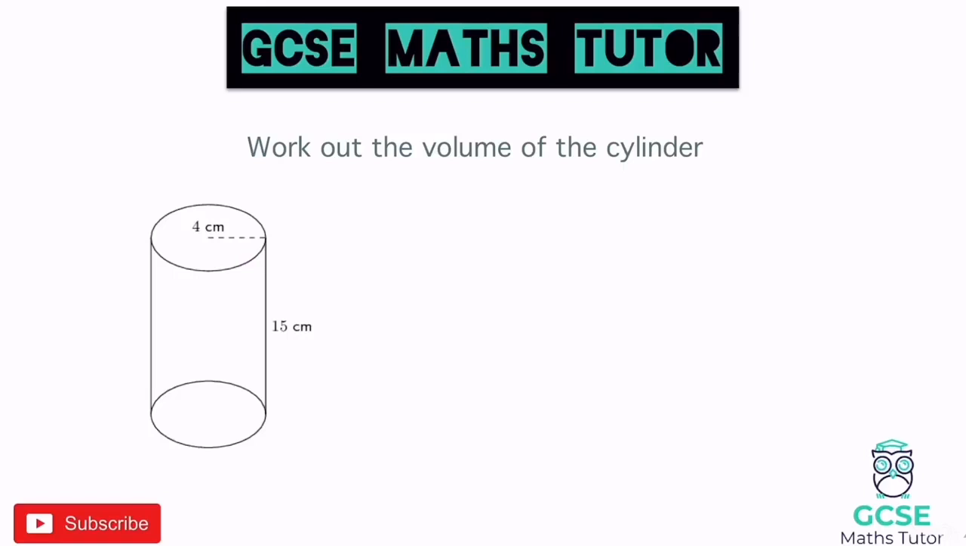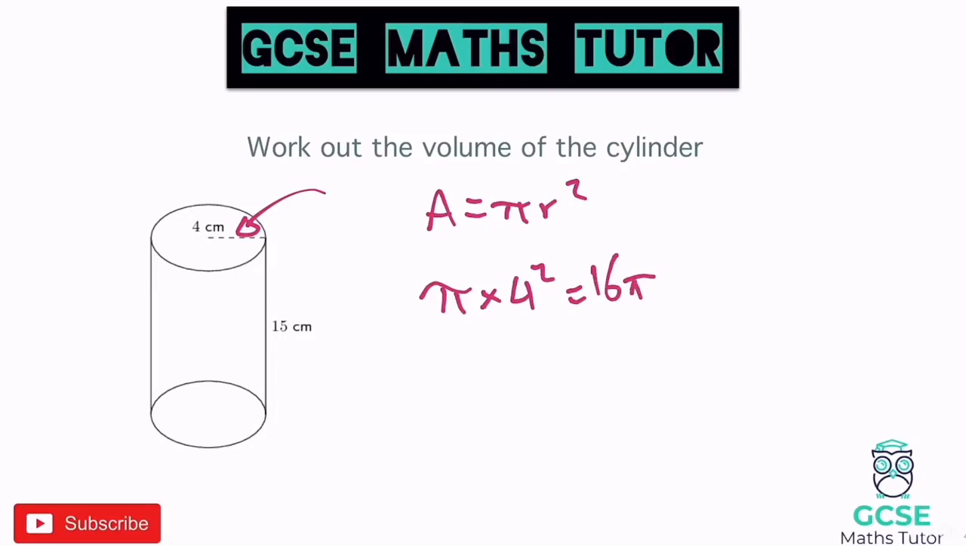That same logic can be applied to a cylinder, so our cross section this time is a circle. So all we've got to do is work out the area of the circle, remembering area equals pi r squared. So working out the area of that circle, it's pi times 4 squared, which again is 16 pi. We can write that as a decimal, but I'm just going to leave it as 16 pi for the moment, so I don't have any rounding errors here.